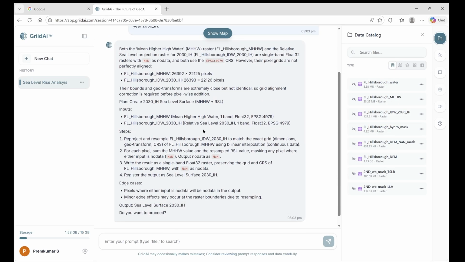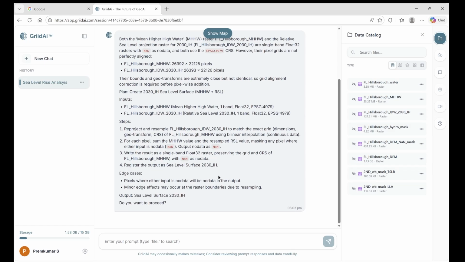Now if you see, it has given a clear path. What's the plan, what are the files that it is going to take up, and what sort of a band it is. What is a float? Is it a float 32 or what sort of a data category it is? And what is the projection system also that is in the data sets, it has clearly given us. And finally it gives the steps that it's going to do: reprojects, resamples and all those things, whatever has to be done.